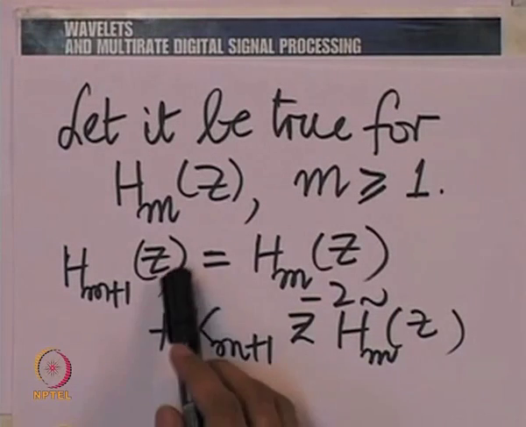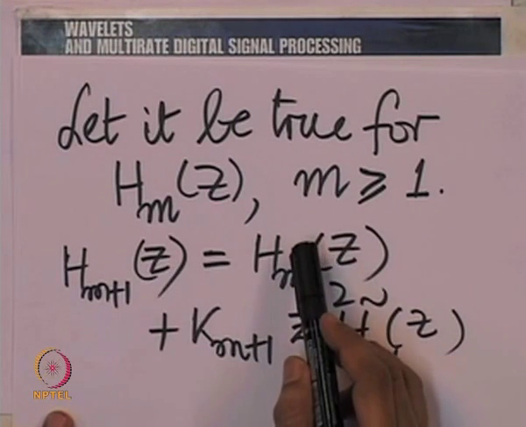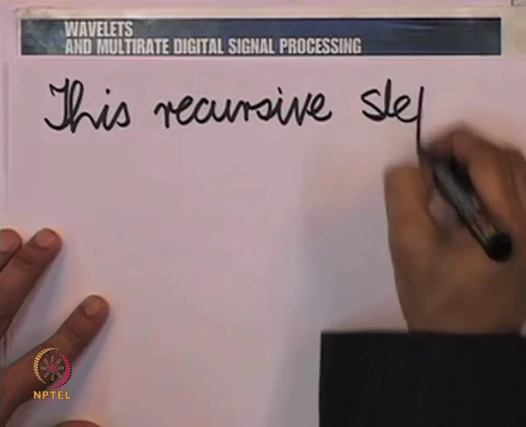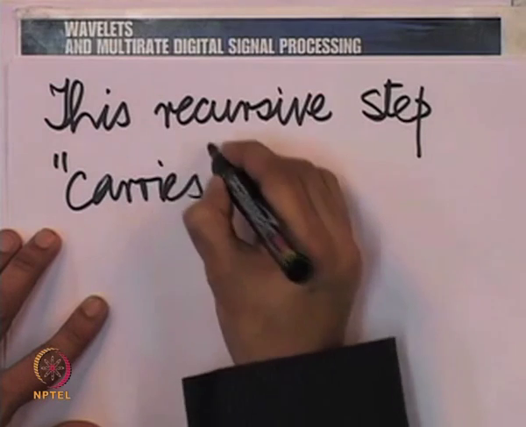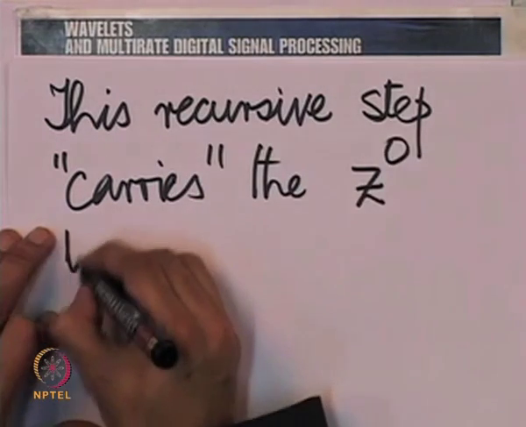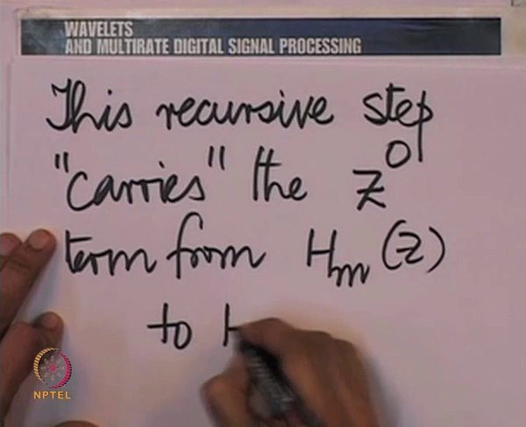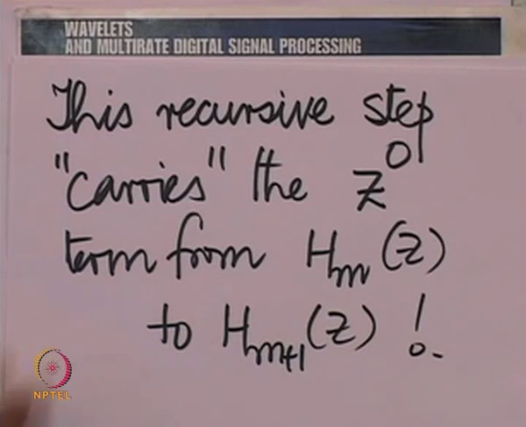Let us write that down clearly. So, what we are saying is, in this recursion, the z raised to the power of 0 term is carried from here to here. And of course, by inductive assumption, if the z raised to the power of 0 term is 1 here, it is also 1 there. So, this completes the inductive proof. So, now we know the coefficient of z raised to the power of 0 is always going to be 1 in all the HMs. Now, it is very easy to see what k m plus 1 is.